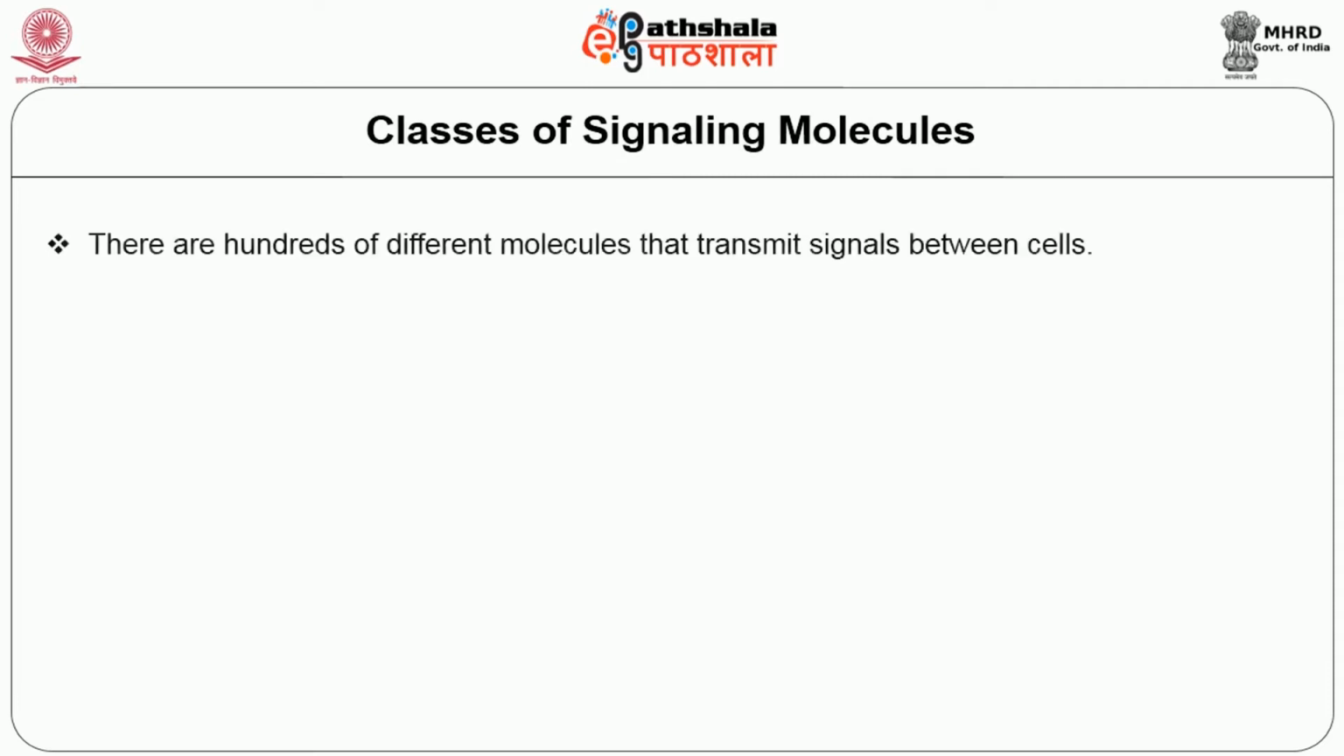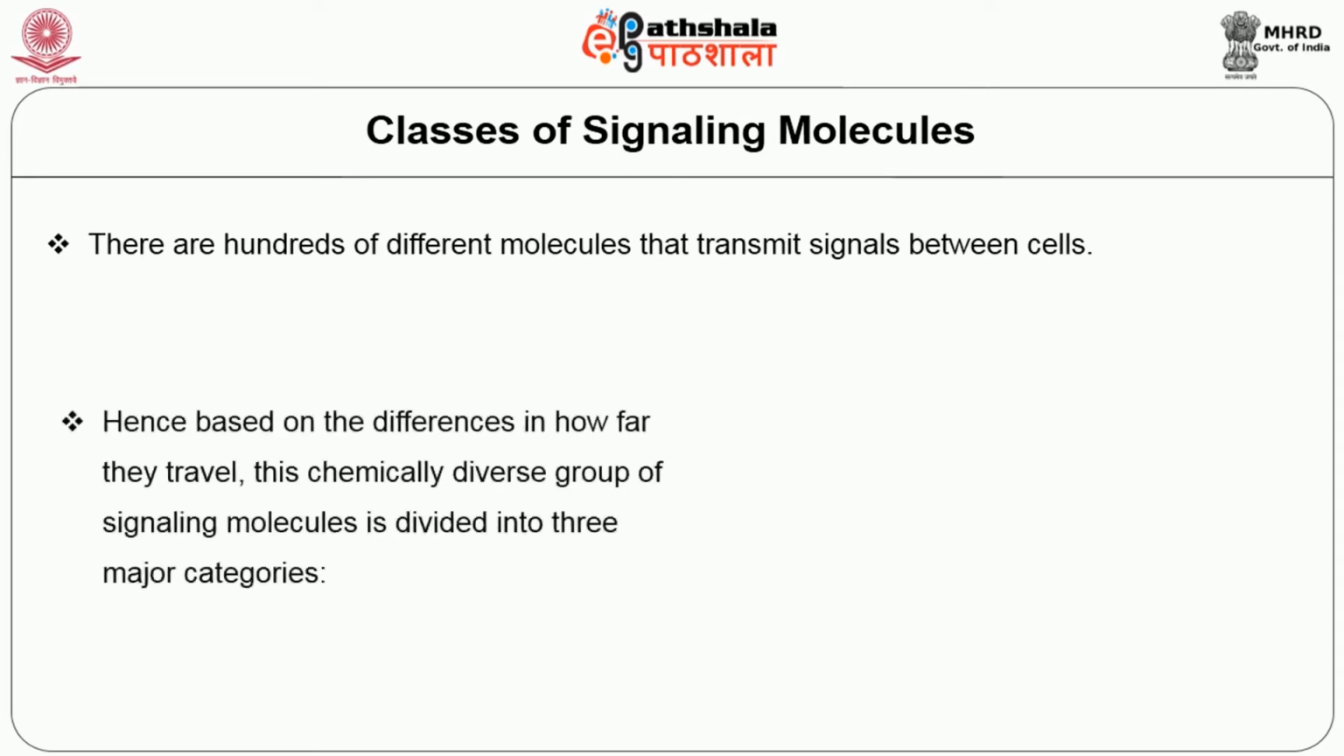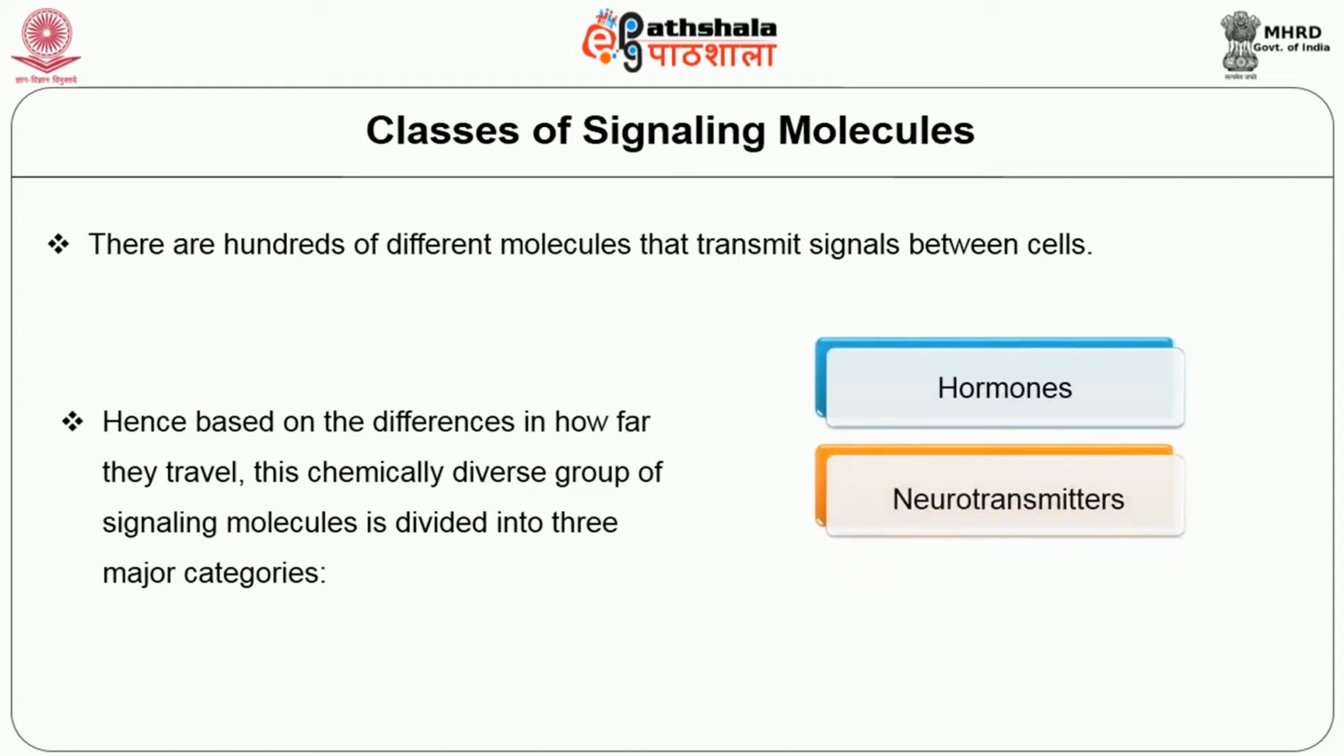There are hundreds of different molecules that transmit signals between cells. Hence, based on the differences in how far they travel, this chemically diverse group of signaling molecules is divided into three major categories. One is the hormone, second one is the neurotransmitter, and the third one is the local mediator, which we'll be seeing one by one.